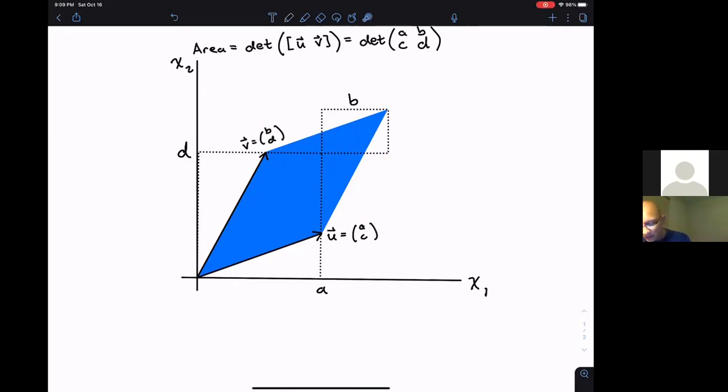Using a similar idea, the height of this rectangle is the height of this vector. But this vector is simply the u vector shifted. And so the height of the u vector is c, which means my rectangle has height c.